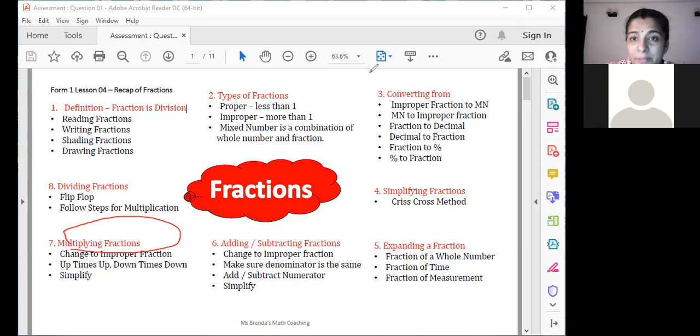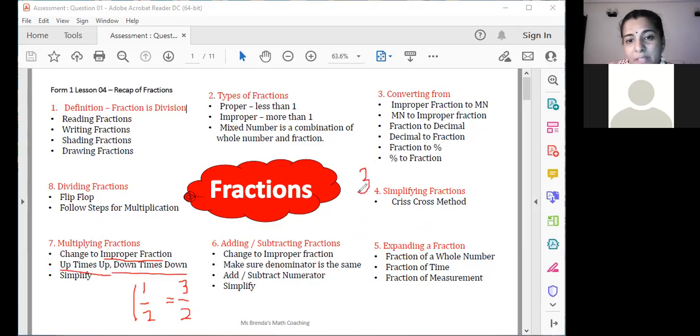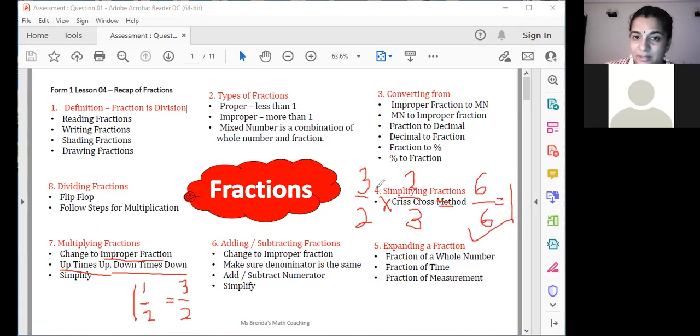First of all, when you want to multiply a fraction, you change it to an improper fraction. Most of the time, they'll give you a mixed number, so you change it to improper fraction first. Then the rule is very simple: up times up over down times down. Whatever number on top, 3 over 2 times 2 over 3. If this is your question, 3 times 2 is 6, 2 times 3 is also 6, 6 divided by 6 is 1. That's it. Up times up over down times down. I hope you remember this.